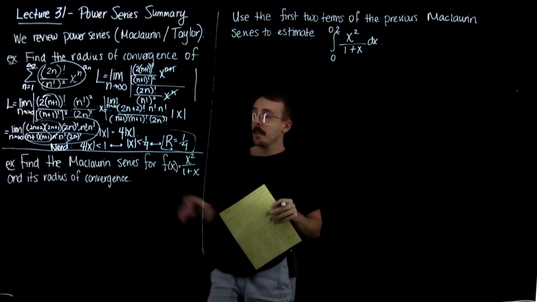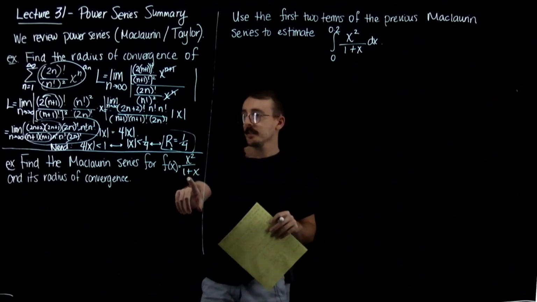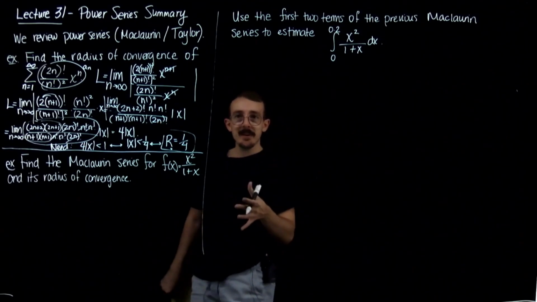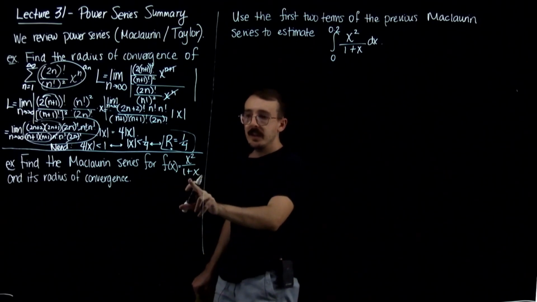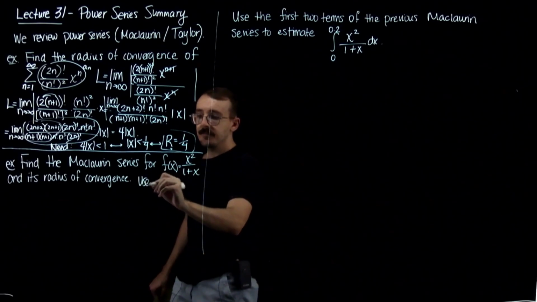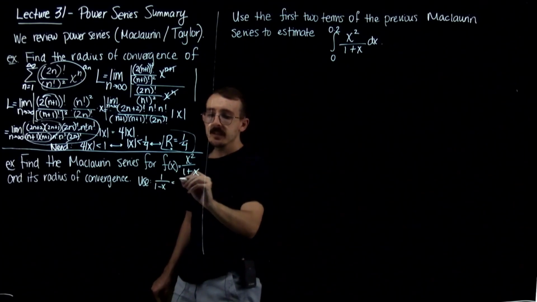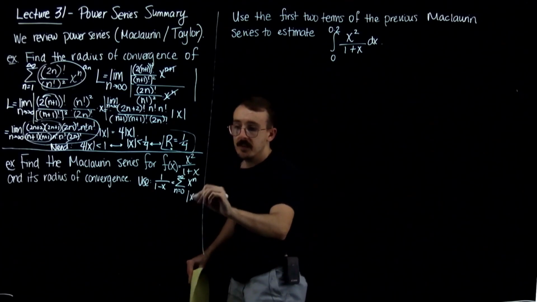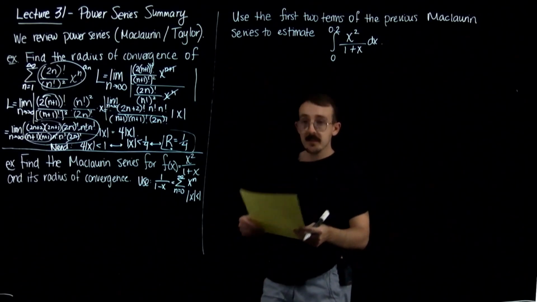For the next example, we're going to find the Maclaurin series for f of x equals x squared over 1 plus x. And we'll find its radius of convergence as well. So this was one of those standard power series that we first started with where you use the geometric series. So what you do here is you're going to use the fact that 1 over 1 minus x equals the summation n equals 0 to infinity of x to the n. And this converges when the absolute value of x is less than 1. So we're going to use this fact.